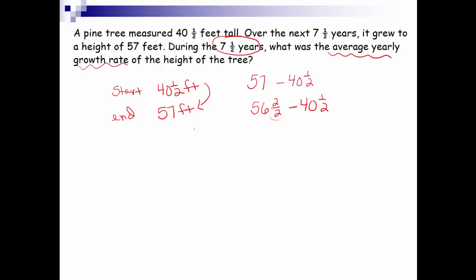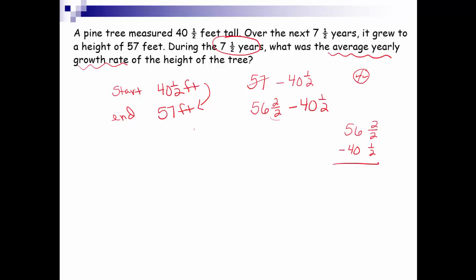So 57, if I borrow 1 from the 57, that becomes a 56. Borrowing 1 whole is the same as borrowing 2/2. That's why I made my 57 the same as 56 2/2. So now I just go ahead and subtract. Some of you are more comfortable writing it vertically, so I'll go ahead and do that.